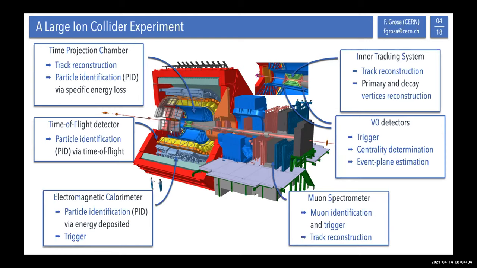And these cover the mid-rapidity region of ALICE, while at forward rapidity, we also have a muon spectrometer that is used for muon reconstruction, and it also provides a trigger. And finally, the V0 detectors, which are located at the forward and backward regions close to the inner tracking system, are used for trigger and event characterization.